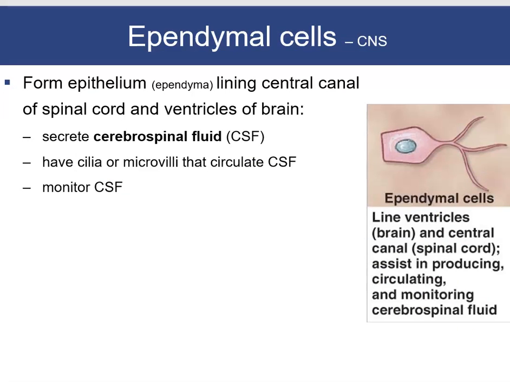The first are called ependymal cells. They form epithelium, also called ependymal, lining of the central canal of the spinal cord, as well as the ventricles of the brain. Their function is to secrete cerebral spinal fluid. They have either cilia or microvilli that help to circulate the cerebral spinal fluid, and they also help to monitor the composition of the cerebral spinal fluid.